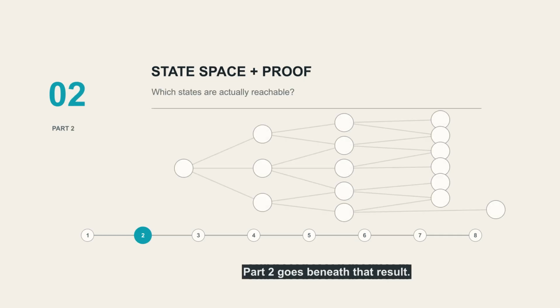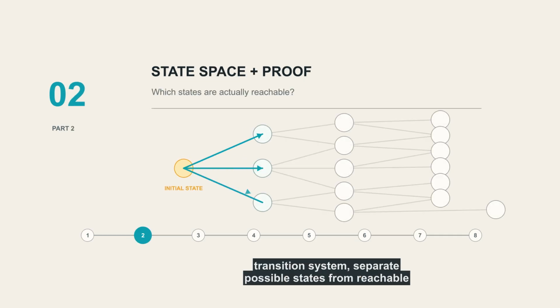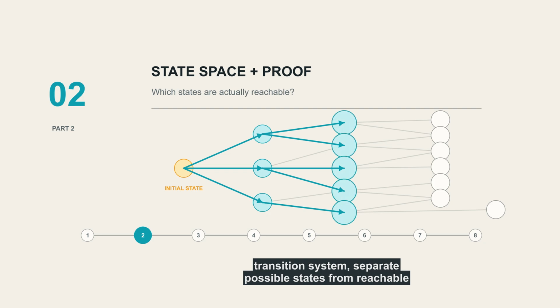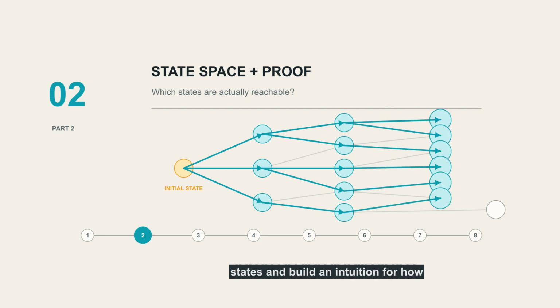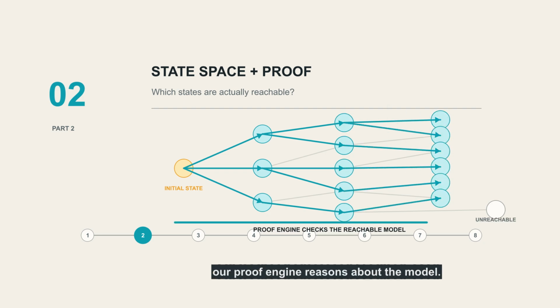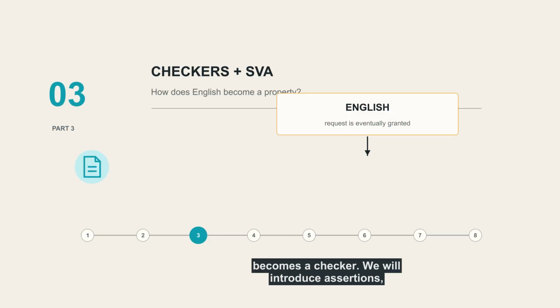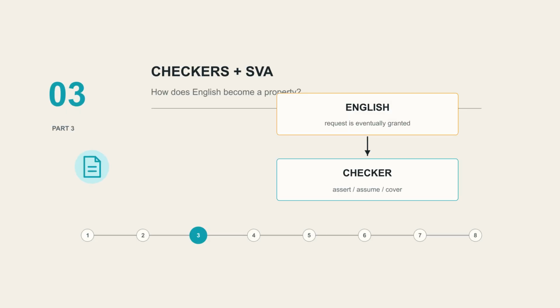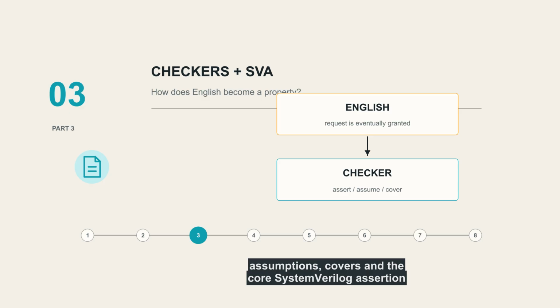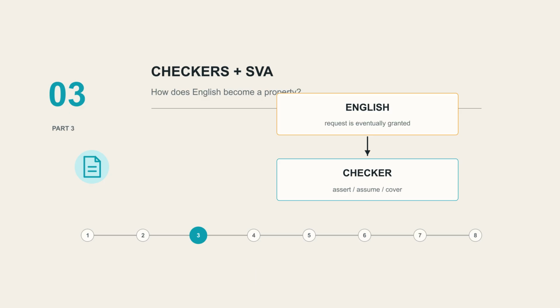Part 2 goes beneath that result. We will turn RTL into a state transition system, separate possible states from reachable states, and build an intuition for how a proof engine reasons about the model. Part 3 is where an English requirement becomes a checker. We will introduce assertions, assumptions, covers, and the core SystemVerilog assertion ideas needed to express behavior across clock cycles.